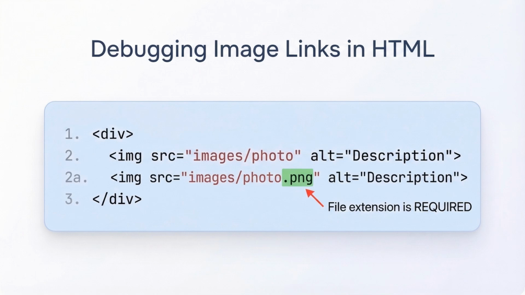Image files come in several formats: PNG, JPG, GIF, WebP, and others, and each has its own file extension. When you save an image to your computer and link to it in your HTML, you must include that extension at the end of the file name. So it's not just photo, it has to be photo.png or photo.jpg, depending on what format the file actually is. Missing this extension is one of the most common beginner mistakes.